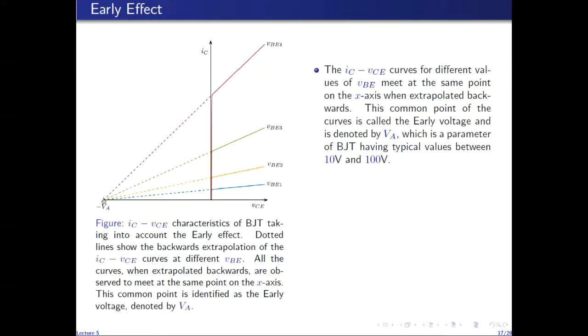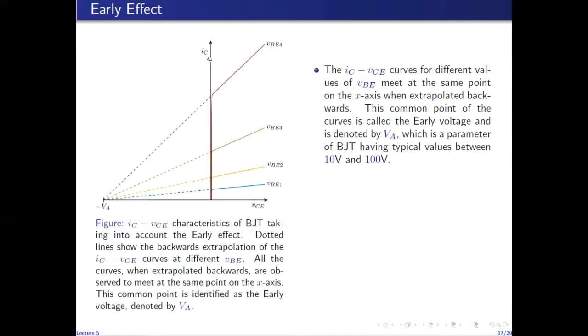But when all of these different curves at different VBE values are extrapolated backwards, they all meet at the same point on the voltage axis. This point is denoted by minus VA, because it is a negative point. The magnitude of this point is called the early voltage, denoted by VA, and it is an important parameter of BJT. It quantifies the dependence of IC over VCE, and has a typical range of 10 volts to 100 volts.